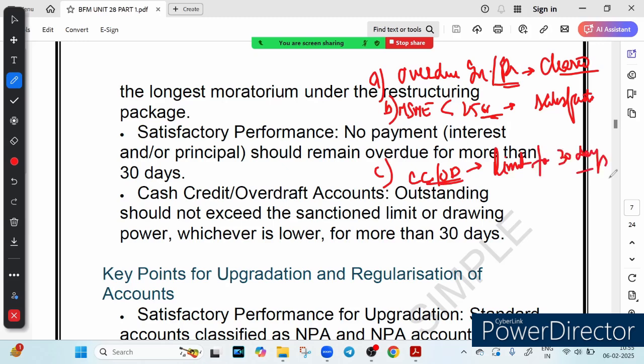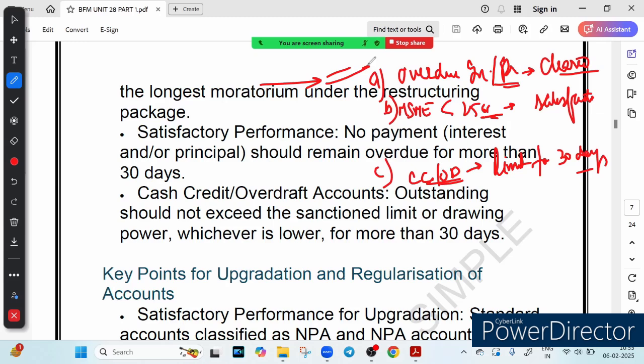For an overdue loan, again I am repeating, all overdue interest and principal must be cleared. This is for most loans. If overdue interest and principal are cleared, then yes, we can upgrade it. But for an MSME loan with exposure less than 25 crore, it must show satisfactory performance. And what is the meaning of satisfactory, and what is the specified period, we have just talked about. And what about CC and OD accounts? Cash credit and overdraft accounts must maintain their limit for 30 days straight.